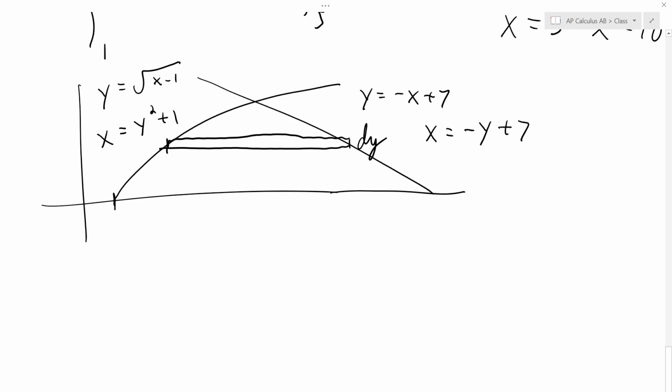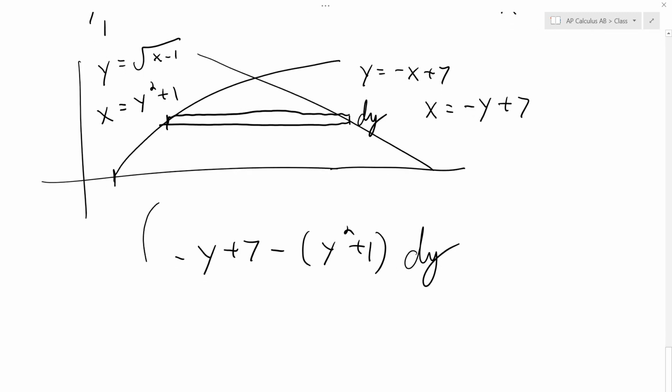Now, the area of every one of those rectangles is its width, which is negative y plus 7 minus y squared plus 1. That's how wide they all are, times the height, and the height of every single one is dy. That's the area of one of the rectangles. We want to find all of them, so we add them all up from when y goes from 0 all the way up to the intersection, which is when x was 5. And if x is 5, y is 2.